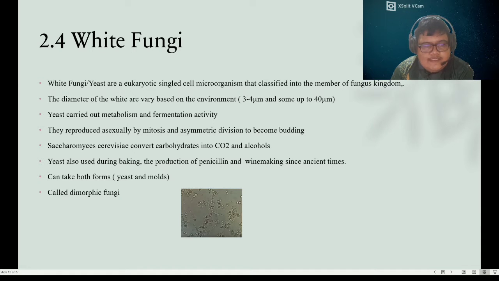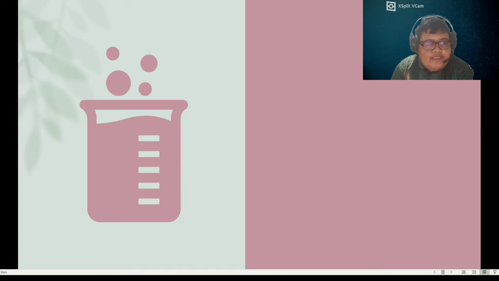Saccharomyces cerevisiae are used to convert carbohydrate into CO2 gas and alcohol. Yeast has also been used in baking, the production of penicillin, and wine making since ancient times. Yeast, or white fungi, can take both forms, and they are called dimorphic fungi.